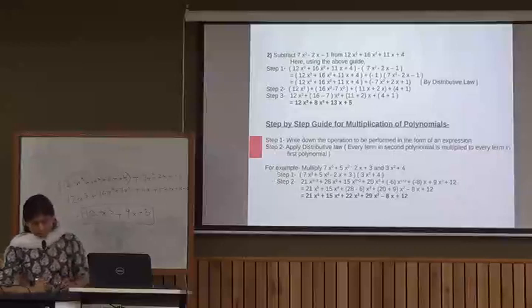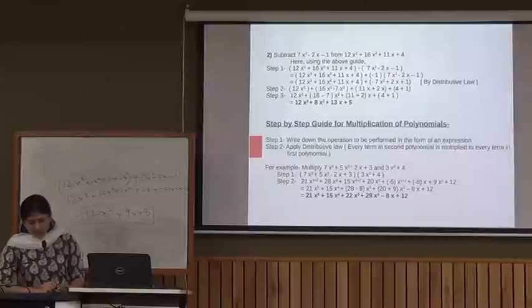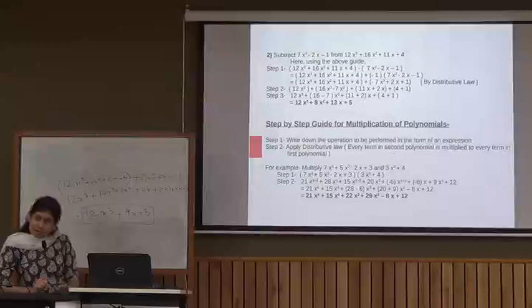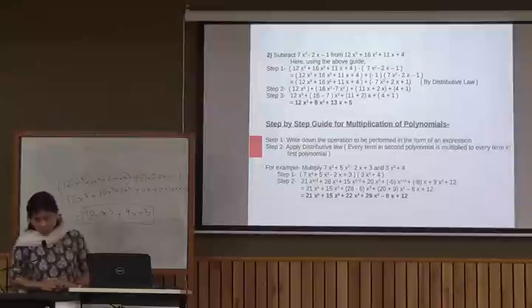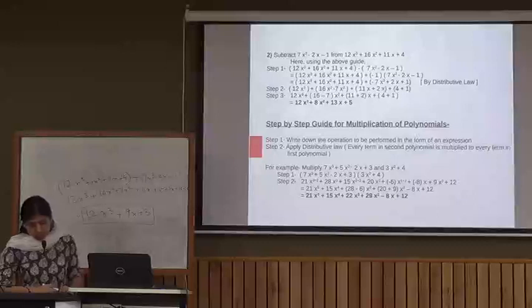Now, moving further and understanding the step-by-step guide for multiplication of polynomials. Step 1: write down the operation to be performed in the form of an expression. Step 2: apply the distributive law. Here, every term in the second polynomial is multiplied to every term in the first polynomial. For example, consider multiplying 7x cubed plus 5x square minus 2x plus 3 and 3x square plus 4.